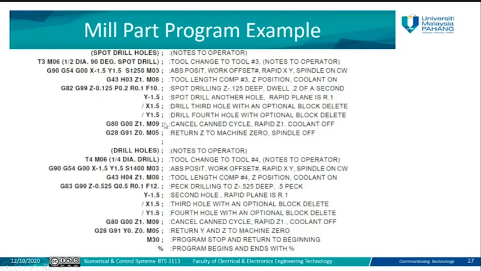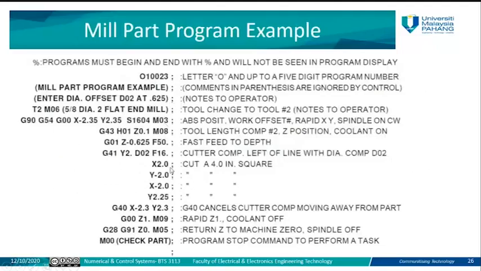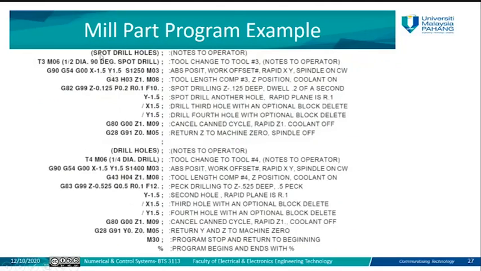As you can see here, the program is a complete program and it uses multiple tools. Start from tool number 2, perform some task, then stop. Then we change the tool to tool number 3, perform some task, then stop. Then we change the tool to tool number 4, perform some task, and so on. So that means within one operation, you can perform multiple types of tasks, depending on the tool that you require, either for drilling, milling, turning, and so on.